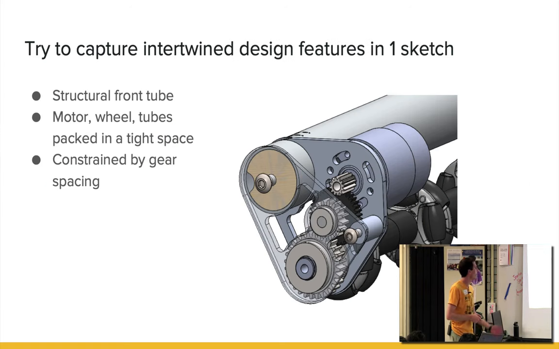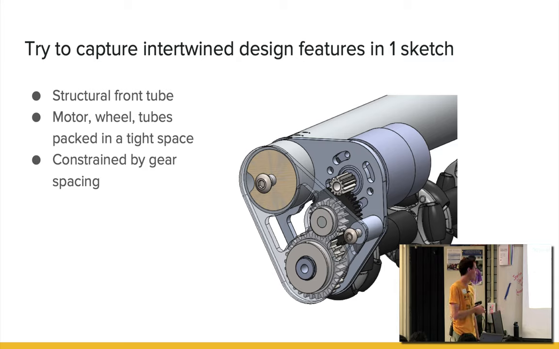So the next principle we strive for: we talk about starting with the design intent. The second thing is that once you're starting with that first sketch or feature, you want to capture the key functionality of that part in one sketch. In the robot designs, there are often a lot of things trying to work together and fit together in a given space.